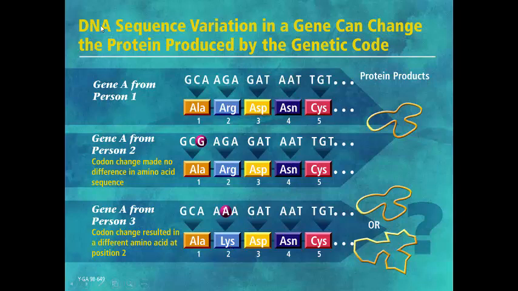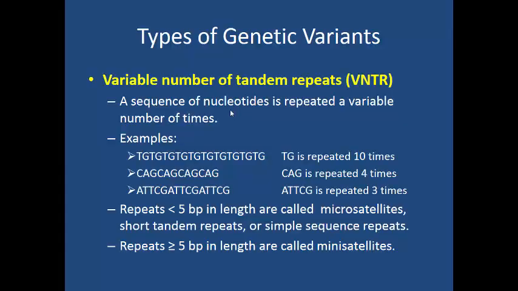That's not to say that synonymous single nucleotide polymorphisms can't have functional significance, but it's less likely than the non-synonymous single nucleotide polymorphisms. So let's move on to the next type of genetic variant. This is a variable number of tandem repeats, or VNTR for short.